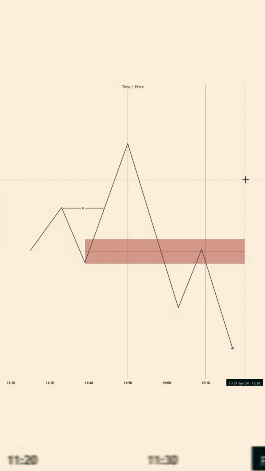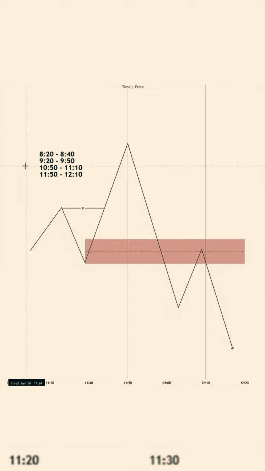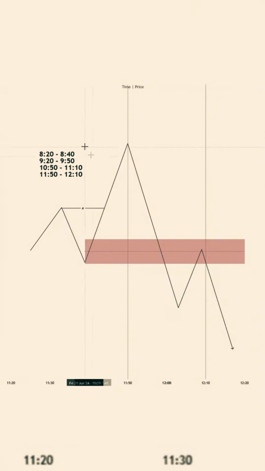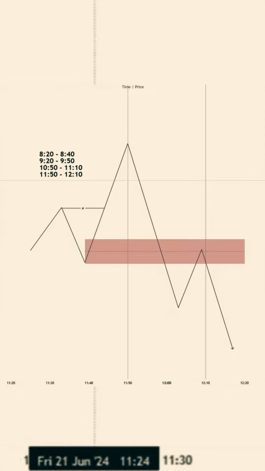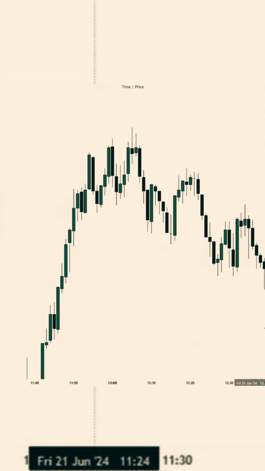Now there's one thing that a lot of people that explain this setup will not tell you, and that is the implementation of time. Now these 4 macros right here are the 4 breaker block macros that I prefer to trade every single day. Basically, within these 4 time periods, you're going to see a breaker block setup that forms that is a high probability breaker. So now that we know what it looks like, let's take it to the charts.